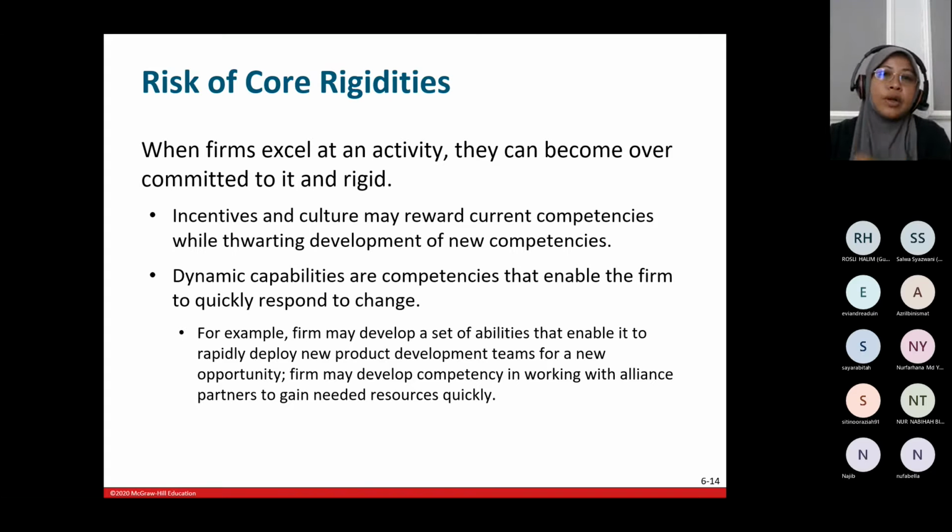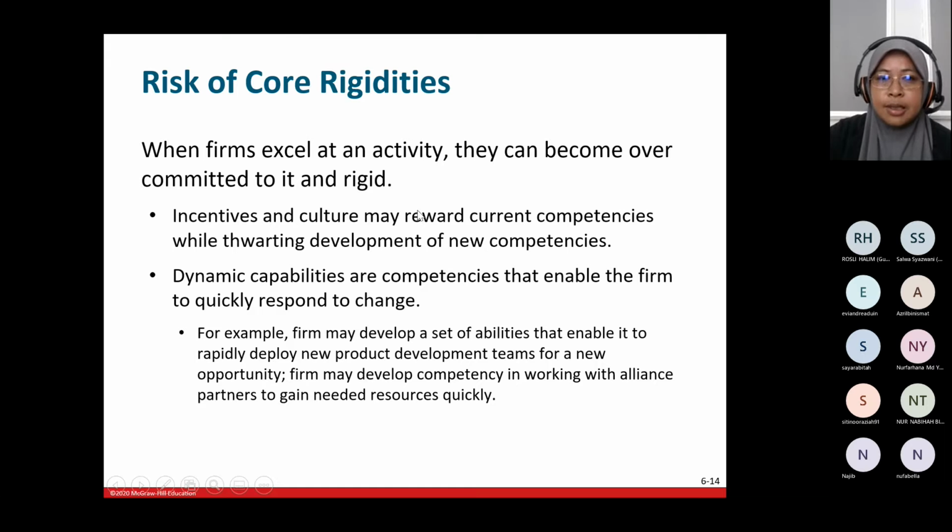And then risk of rigidities. Rigidities meaning that if the product is too rigid, it's not easy for you to get the latest update. It's not easy for you to upgrade, meaning that the technology is too rigid. So when a firm excels at an activity, they can become overcommitted to it and rigid. Because the element of rigidness contributes to sustainability. If a certain product is rigid, it's not easy to be imitated.